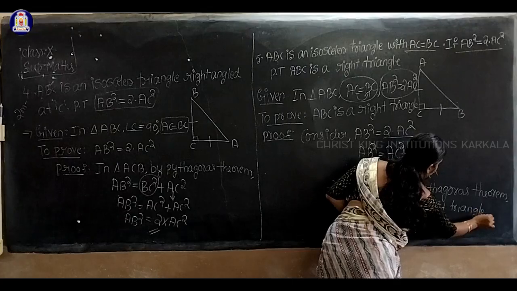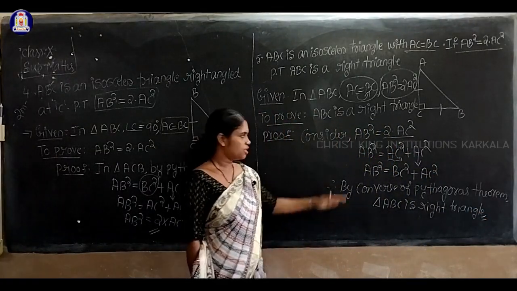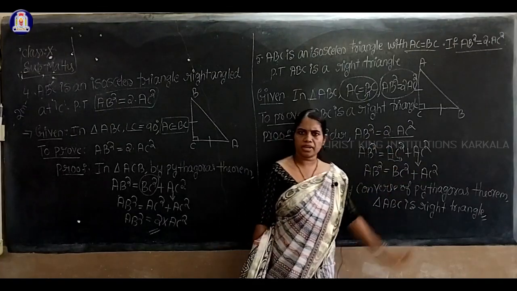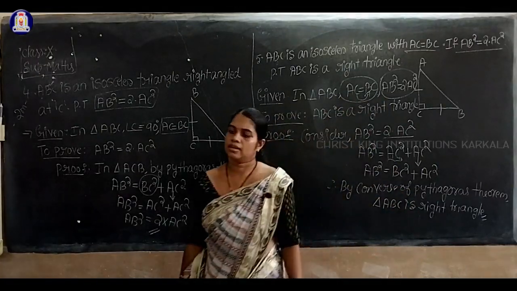This is also an important 2 marks problem. A simple problem, just replace AC by BC, that's all. Then use the converse of the Pythagoras theorem, and you can see that this is a right angled triangle.